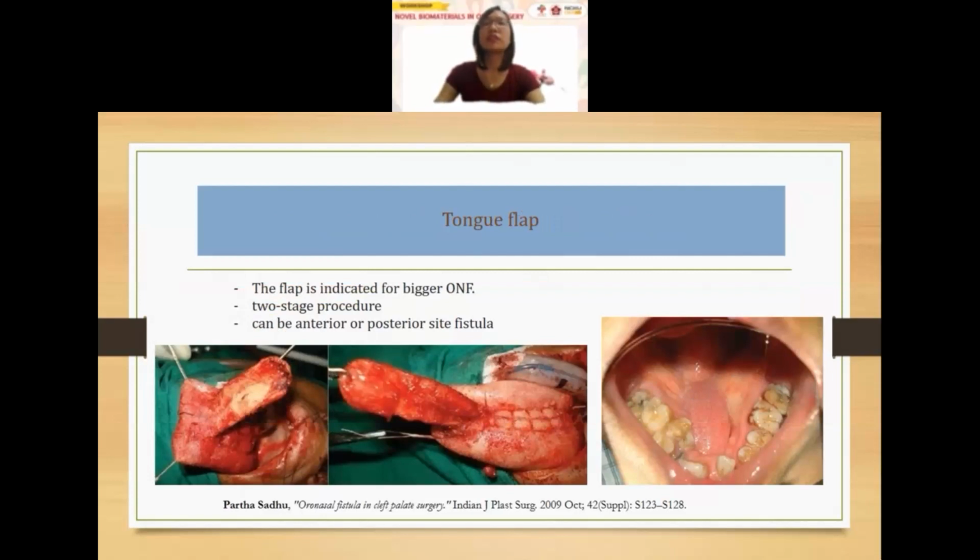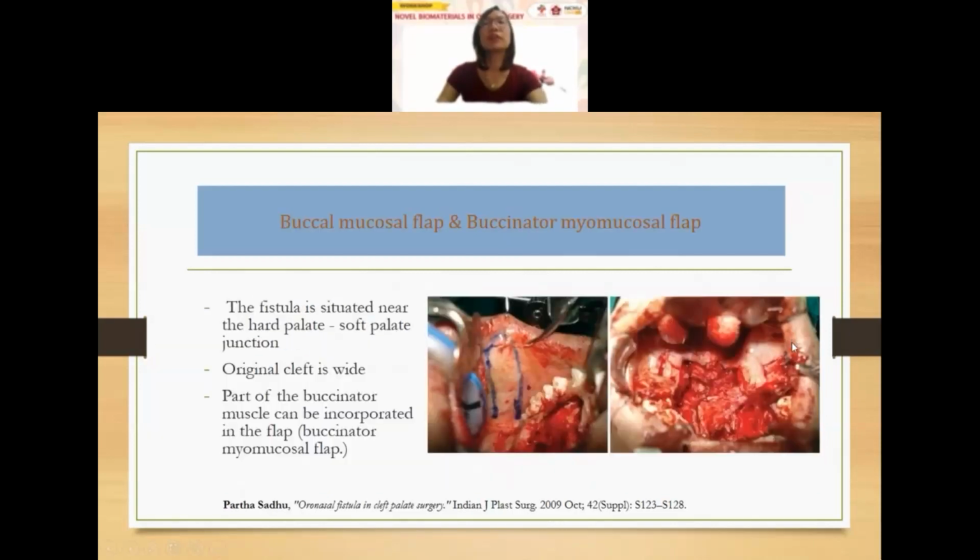The tongue flap is what we usually use for the bigger oronasal fistula. We can also do it with a local flap. With this technique, we have a staged procedure. It can be on the anterior or posterior side of the fistula, and it's very helpful for the large fistula.